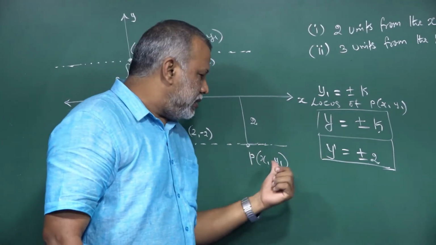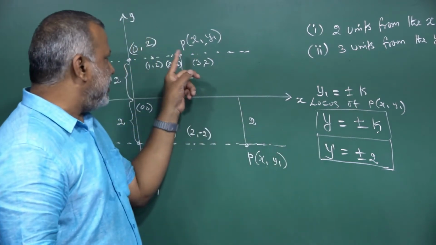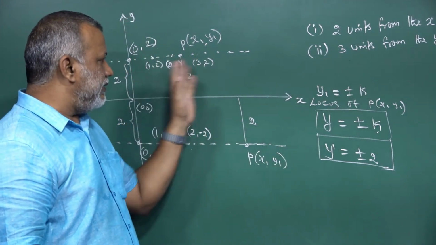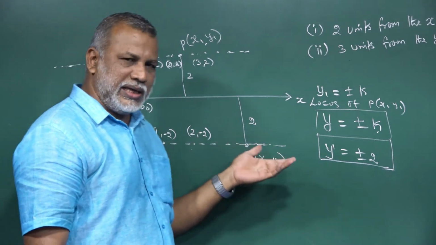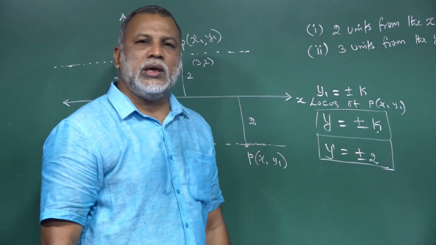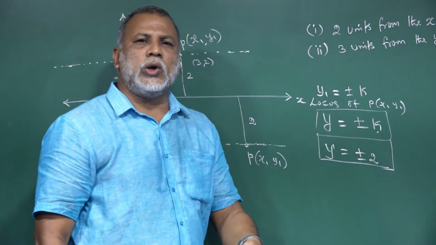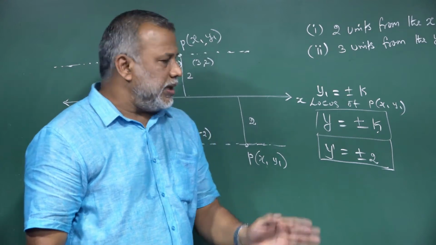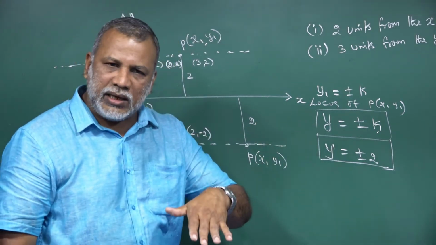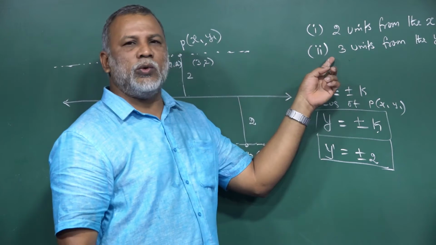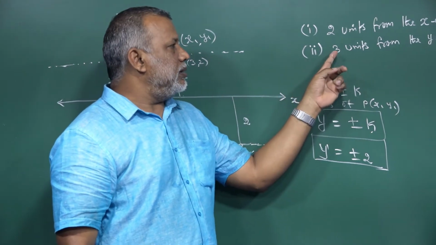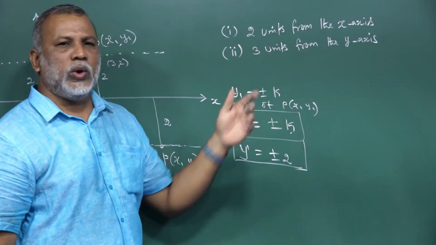Here we are selecting plus or minus 2. The value of y is positive here, and here it is minus 2. So we can select y equal to plus or minus k. From your lower classes onwards, we already discussed the equation of a line parallel to the x-axis. In the same way, we have one more equation: a line 3 units from the y-axis.